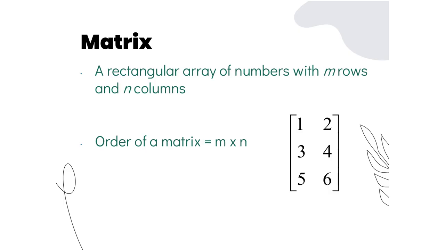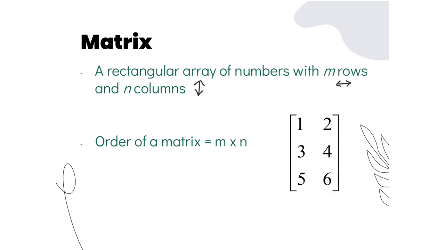When we're looking at a matrix, it's a rectangular array of numbers with m rows and n columns. So we should know the difference between rows and columns. Looking at this, rows go side to side, and columns go up and down. Again, these are my rows, and these are my columns. It's something we have to know.